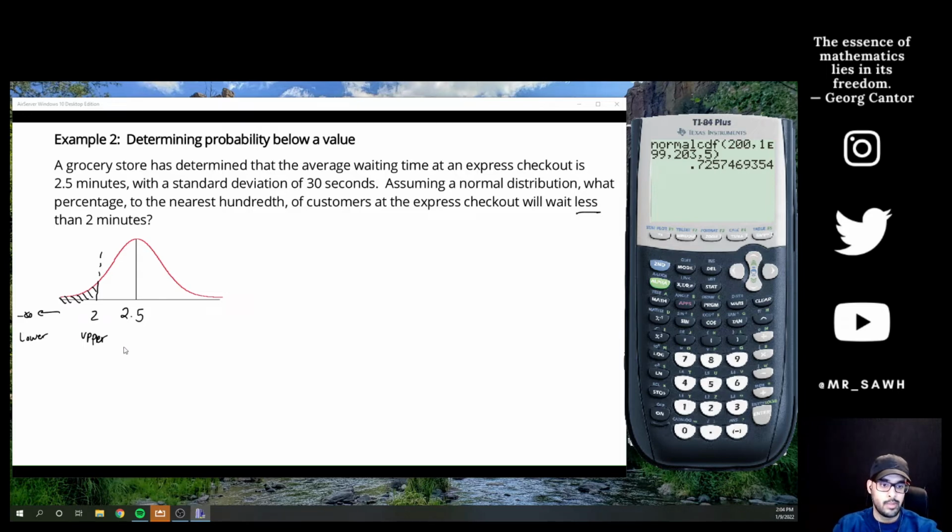So lower and upper boundaries are decided on. Sorry, that's my ugly infinity symbol. Let me fix that. It's a little better. So same idea: normal CDF. Lower boundary is negative infinity. Upper boundary is 2. Average is 2.5. Now the standard deviation, I can't use 30 because that's in terms of seconds. I want everything in terms of minutes, so I should change that to 0.5, half a minute.